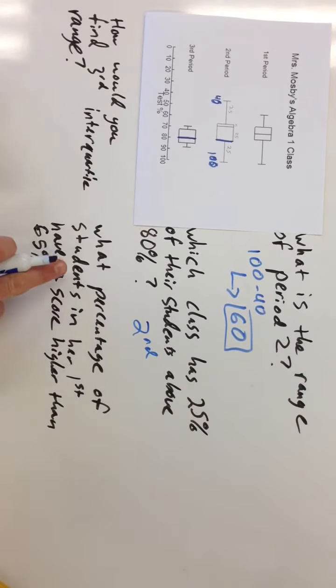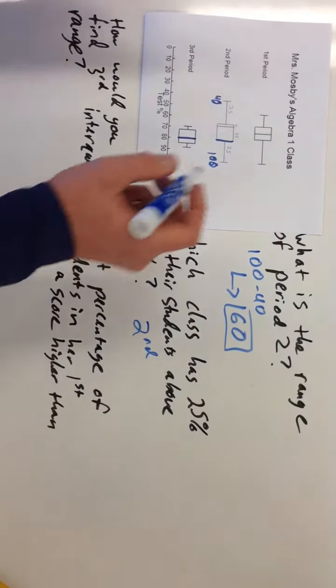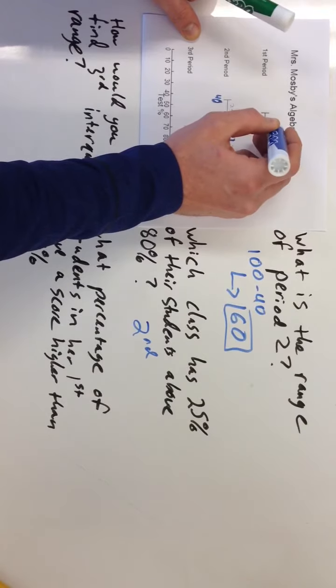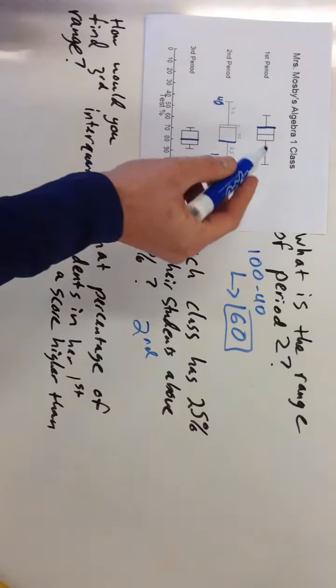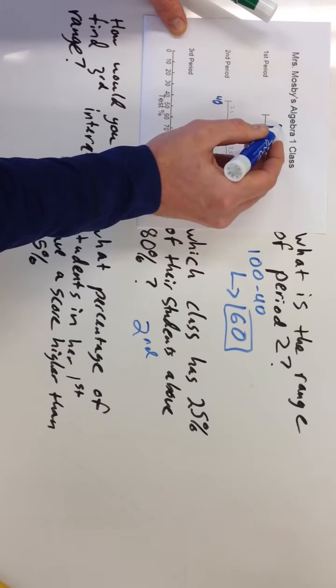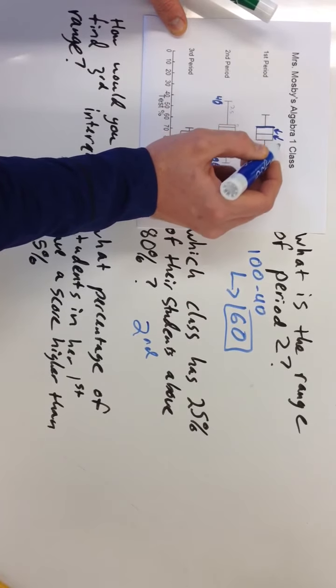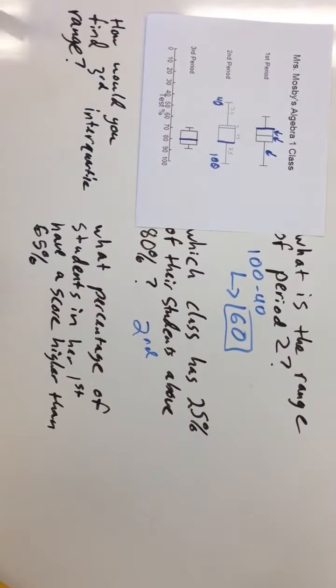What percentage of the students in her first period class have a score higher than 65%? So 65% is right here. And what we want to do is count up how many. So we have 1, 2, 3 quartiles above, and each of those represents 25%. So 75% of her students have a score higher than a 65%.